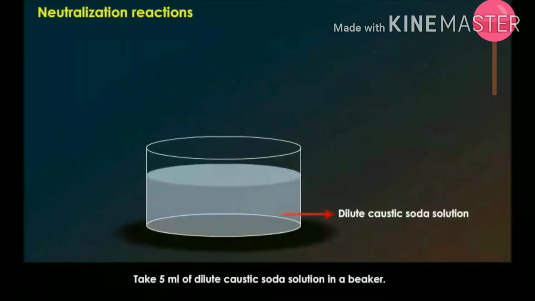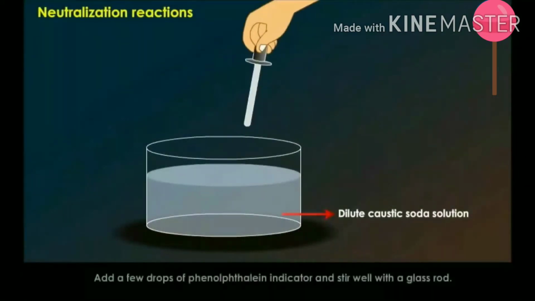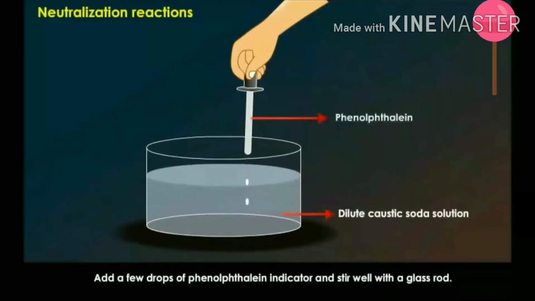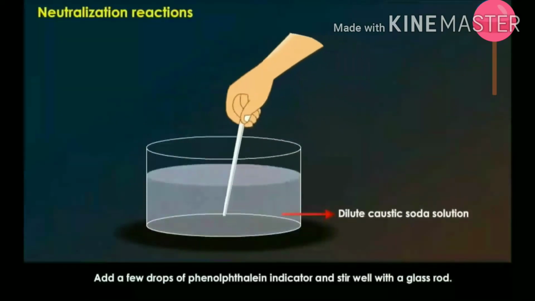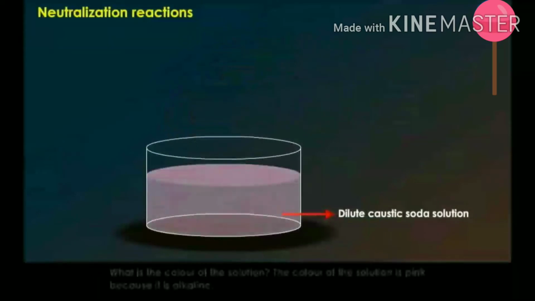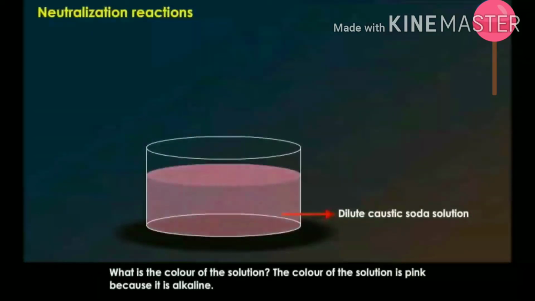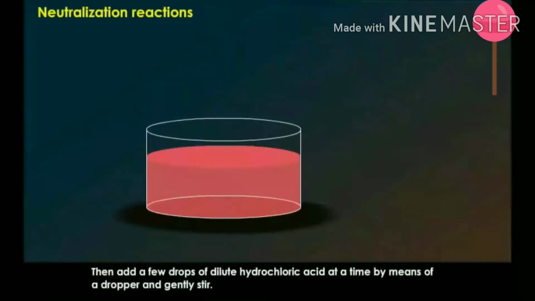You're taking sodium hydroxide in a beaker like this, and to that we should add a few drops of phenolphthalein. You know that is an indicator, and stir well with the glass rod. And what is the color of the solution now? Now it turns pink in color. So this shows that the solution is alkaline or base.